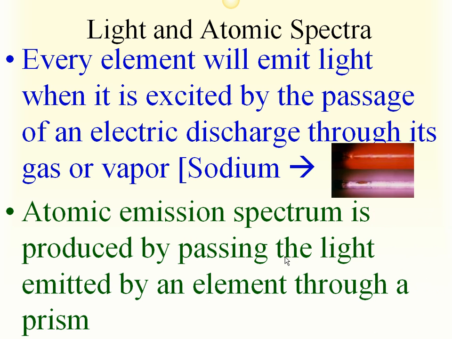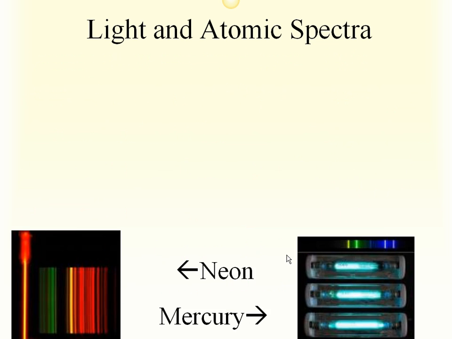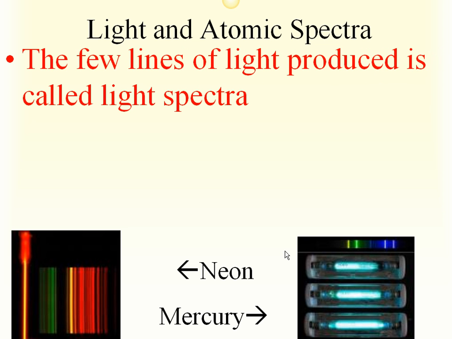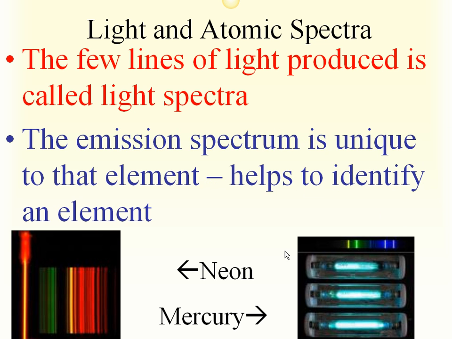Atomic emission spectrum is produced by passing the light emitted by an element through a prism. The few lines of light produced is called the light spectrum. The emission spectrum is unique to that element, and it helps to identify an element. Again, here's mercury and here's neon.